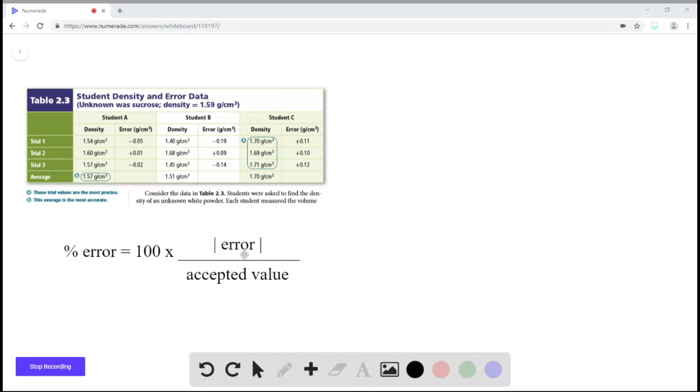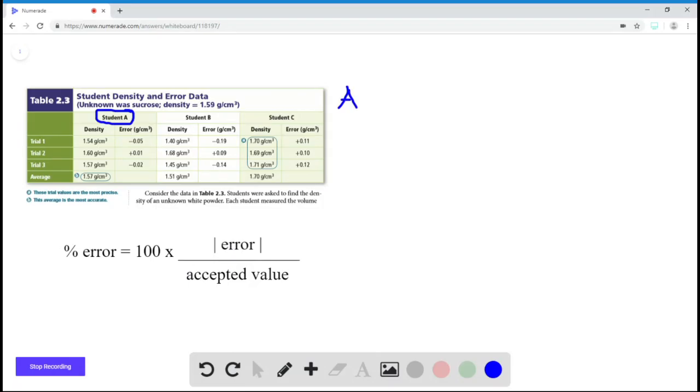And this question is asking about accuracy. Accuracy is defined as how close a measured value, or an experimental value, is to an accepted value. So the way that we can approach this problem, because it asks based on percent error, is to take the average of each student's error, at least the absolute value of each value, and then calculate the percent error. We can then see which student is going to be the most accurate. So we'll call student A blue.